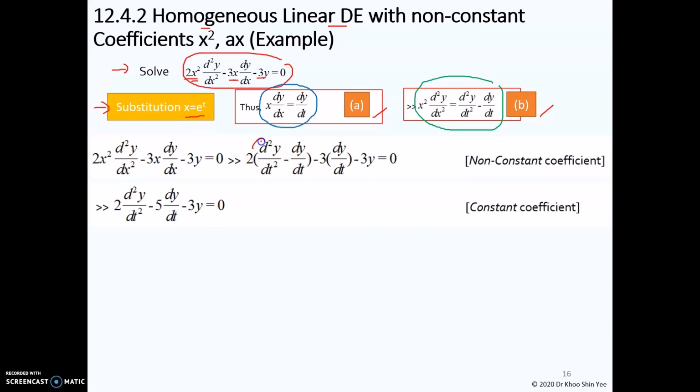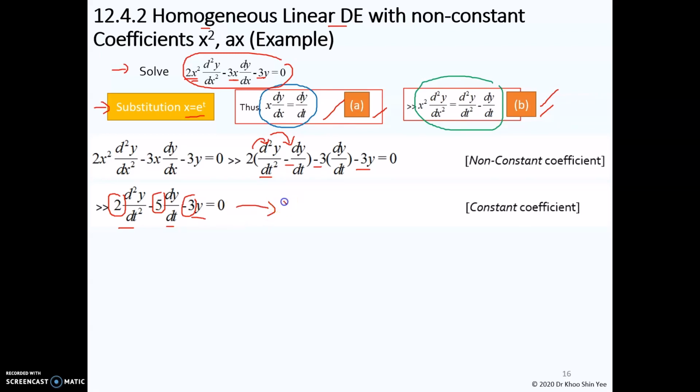Then you can continue to multiply 2 inside. So this one gives you this term. Here you obtain negative 2 minus 3, you obtain negative 5 dy over dt. Lastly, you have negative 3y. So you have successfully obtained a constant coefficient equation by using the formula here.